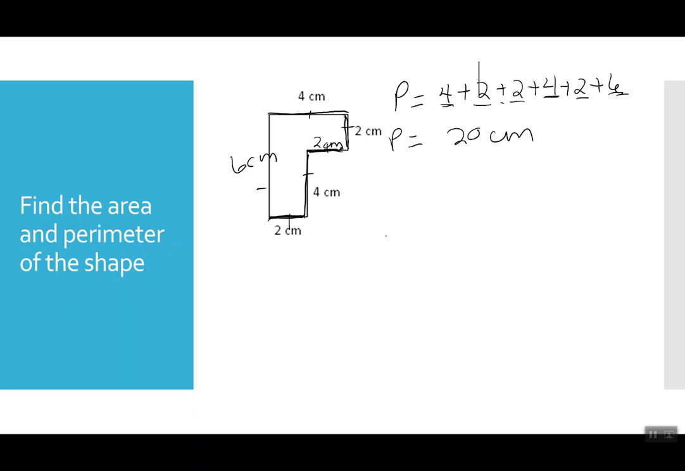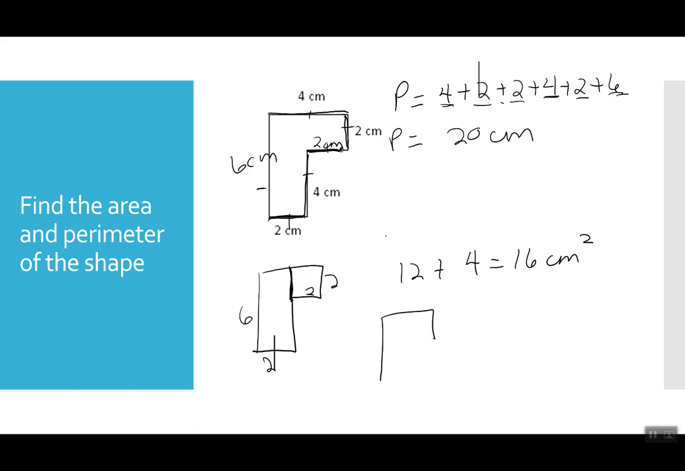To figure out the area, I want to split the shape. And it really depends on how you see it as to how you split it. One way to split it would be right here, where I make a little 2 by 2 square, along with a 6 by 2 rectangle. So the 6 by 2 would be 12. The 2 times 2 is 4. So I have 16 centimeters squared.